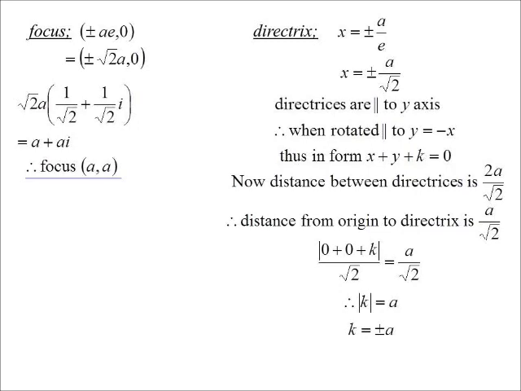Well, what do you know? k turns out to be plus or minus a as well. So our directrices just become x plus y equals plus or minus a. I suppose it doesn't matter which side we put it on, because when you move it, you change the sign still. So quite easy to remember. (a, a) for the foci and x plus y equals a for the directrices.